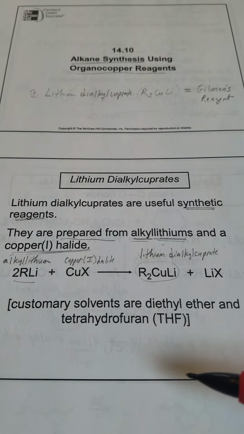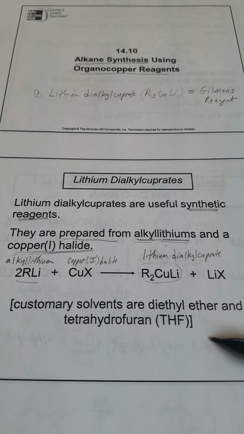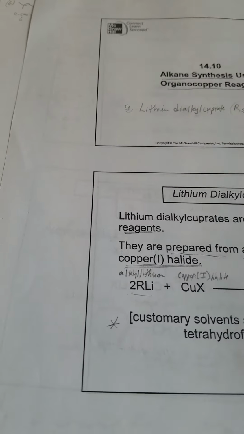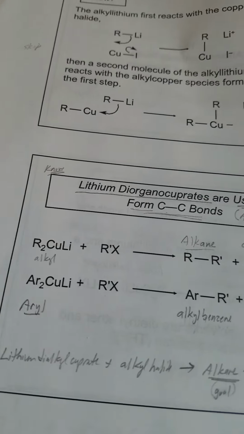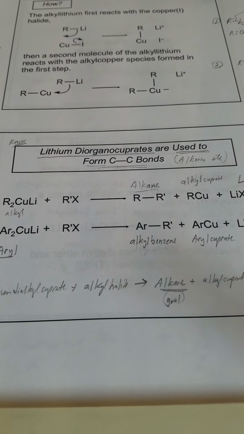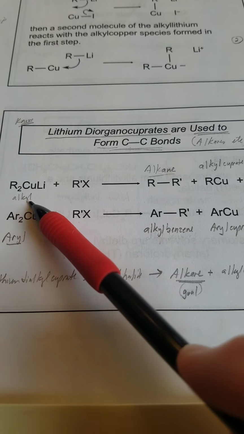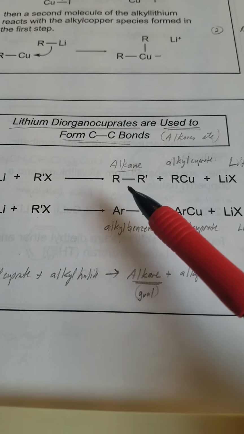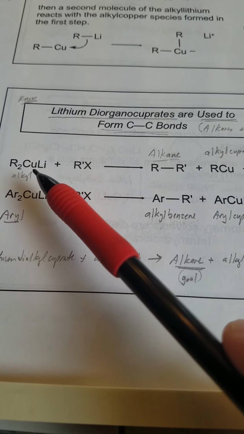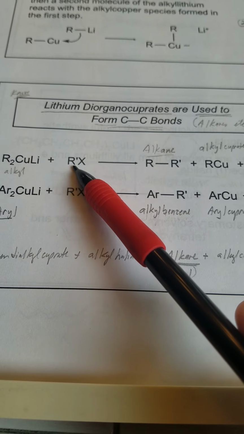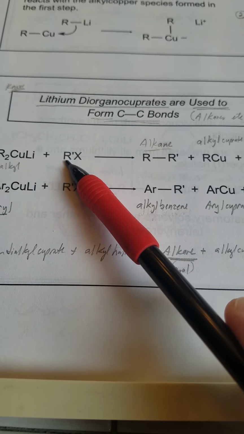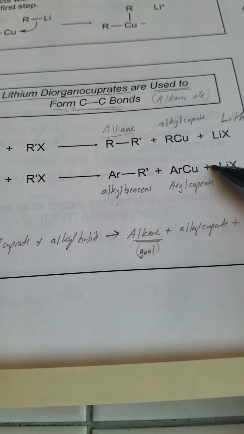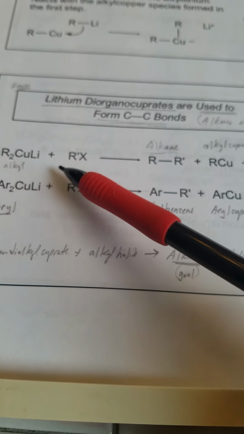The solvents that you would use in this process would either be diethyl ether or tetrahydrofuran. So we'll look at a specific example. Before we do that, just as a general, again, you can have alkyl groups here or aryl groups. If you start off with alkyl groups, you're going to get an alkane. One of the alkyl groups is going to attach to the alkyl group of the alkyl halide. The other alkyl group is going to attach to the copper, and then the lithium is going to pick up the halogen.